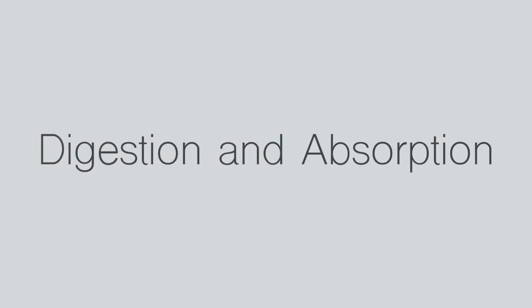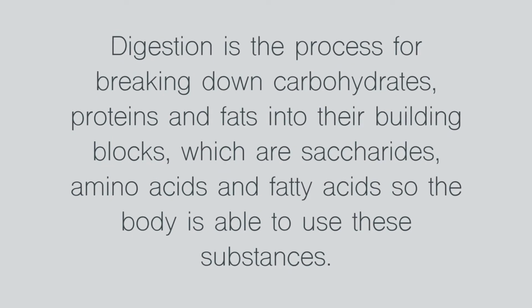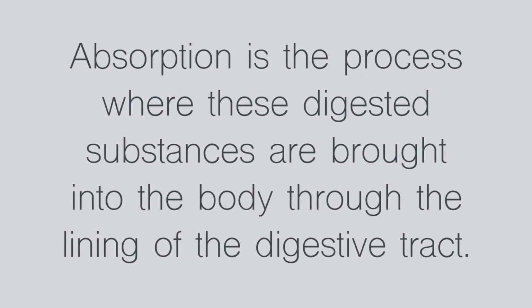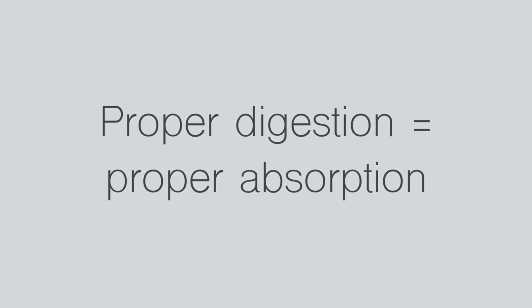In this section of the video, let's take a look at where these macro and micronutrients are digested and absorbed in the body. First, let's define what digestion and absorption mean. Digestion is the process for breaking down carbohydrates, proteins, and fats into their building blocks, which are saccharides, amino acids, and fatty acids, so the body is able to use these substances. Absorption is the process where these digested substances are brought into the body through the lining of the digestive tract. So it's important to have proper digestion in order to have proper absorption.